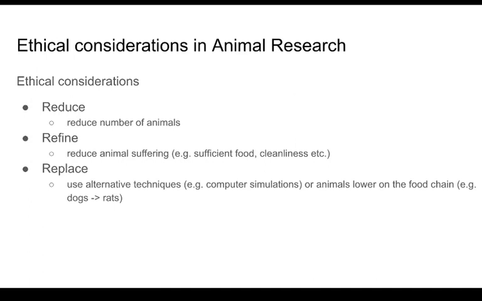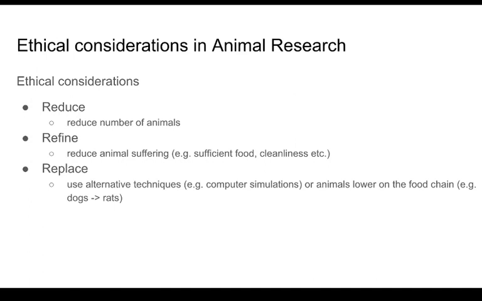Reduce is to reduce the use of animals as much as possible. Try to take the minimum number of animals that you can use and use them as effectively as possible. And it's also important to reduce animal suffering and give them appropriate food, a clean environment, etc. Because it's not nice to torture and kill another organism, even though we can't communicate with them.